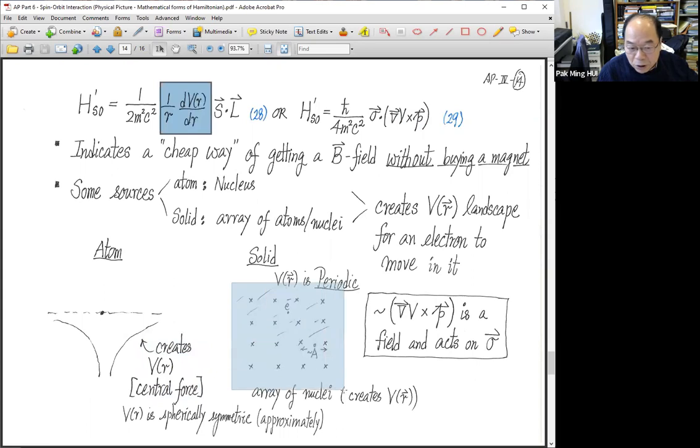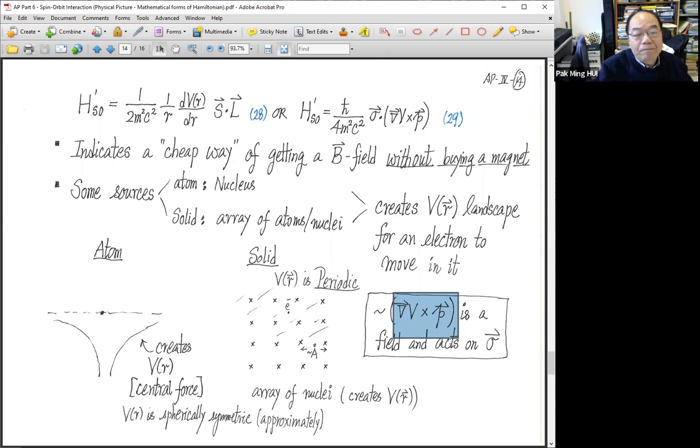Here, this is a picture for a solid. The crosses are the positive ions. There are some electrons. I focus on one. So this electron is moving in a potential energy landscape. The potential energy is provided not by one atom, but by many. All right. So as long as it is moving in a landscape, there will be a magnetic field generated.